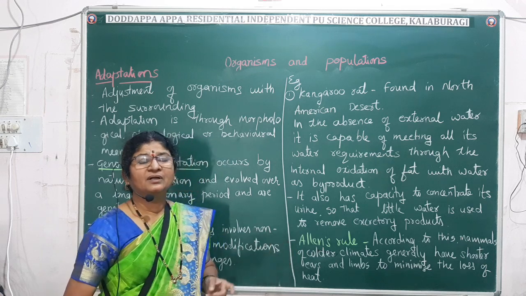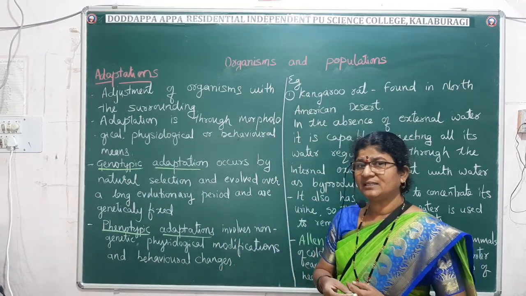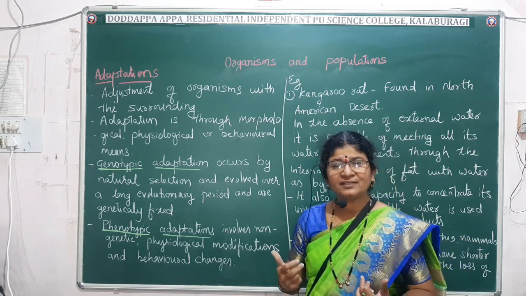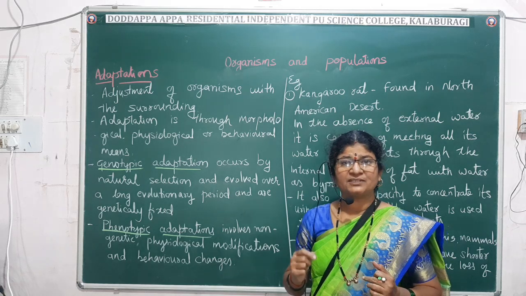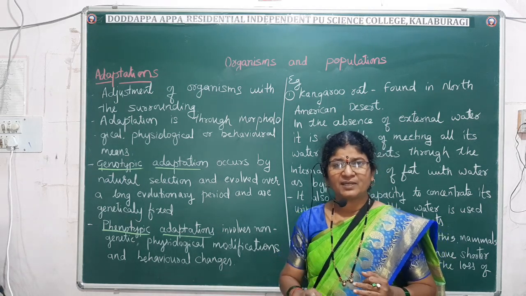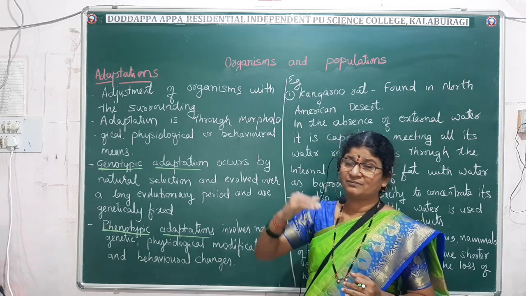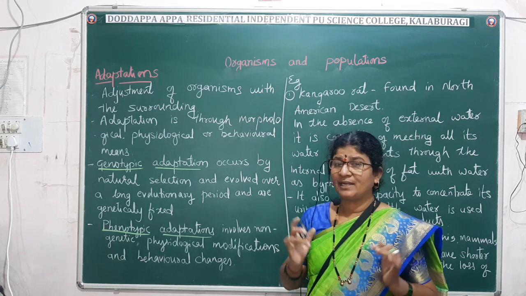So here we have studied about adaptation. Adaptation is nothing but adjusting with the existing environment. For a set of organisms to survive, it must adjust, otherwise it will vanish and become extinct, and that does not occur to the maximum level. Organisms will try to adapt.